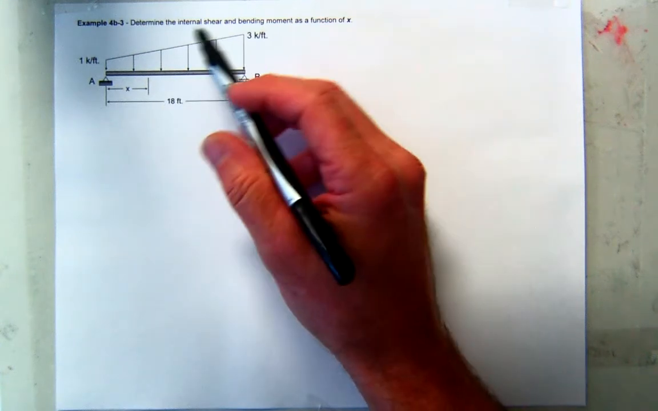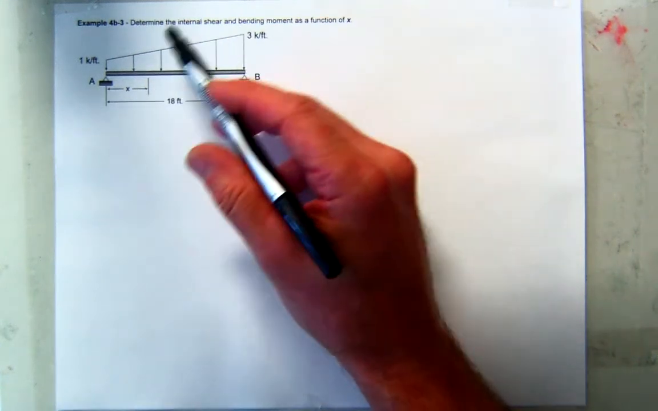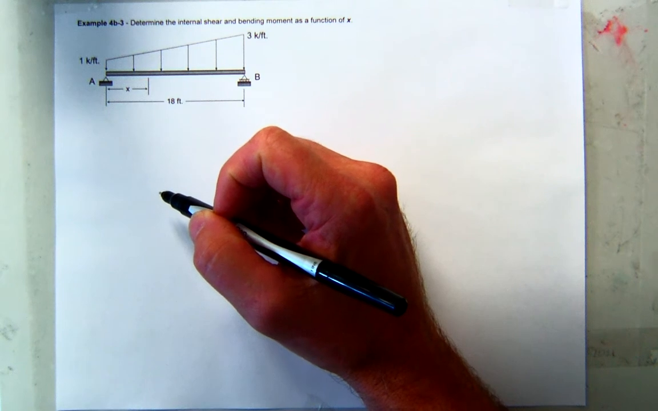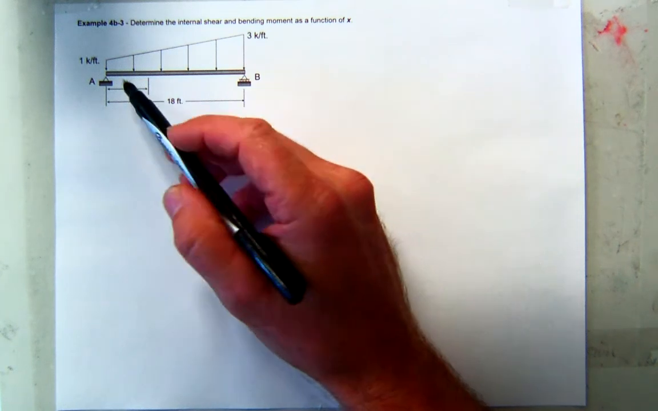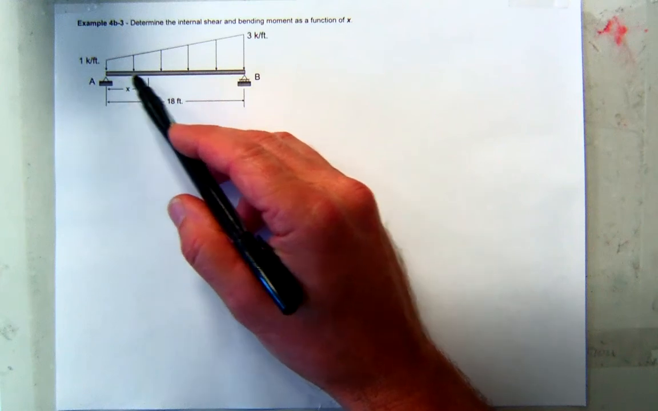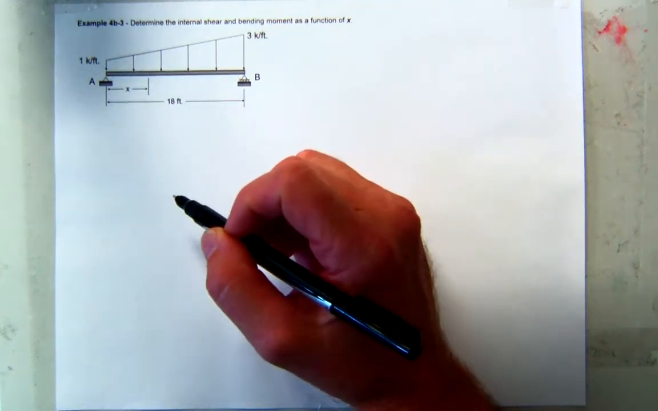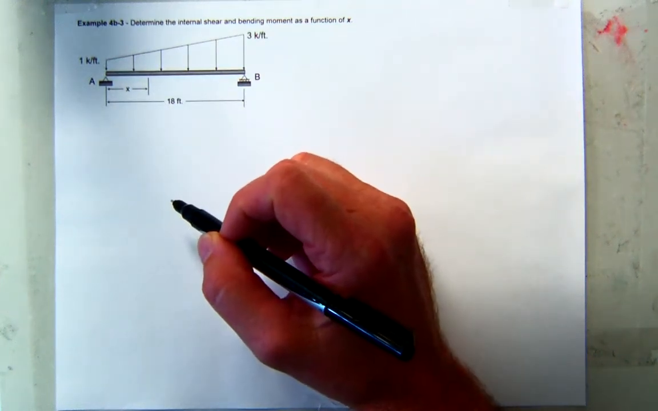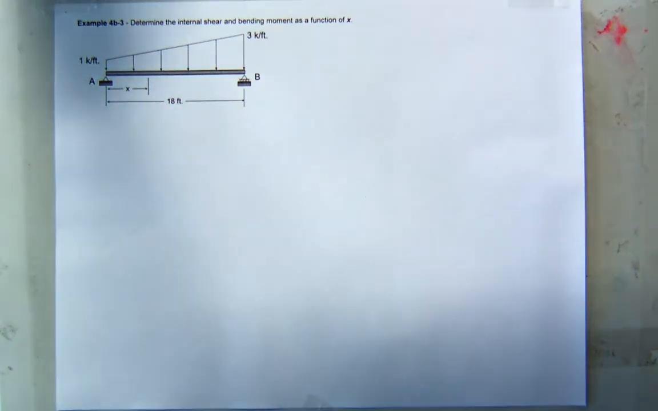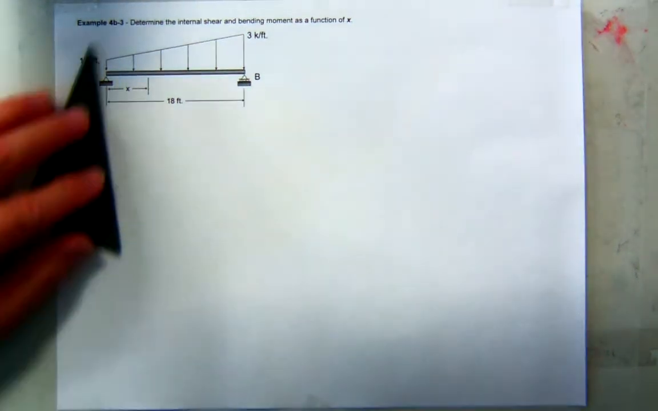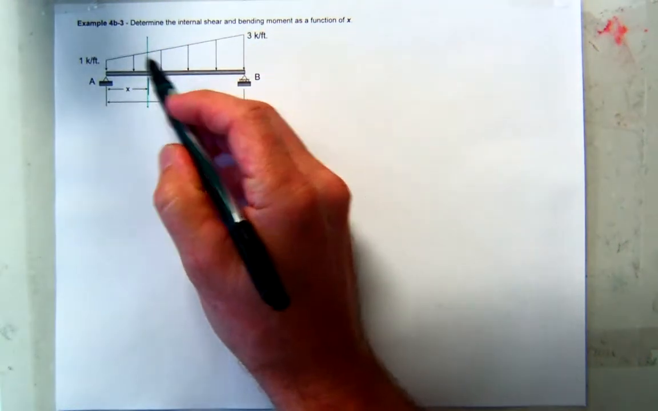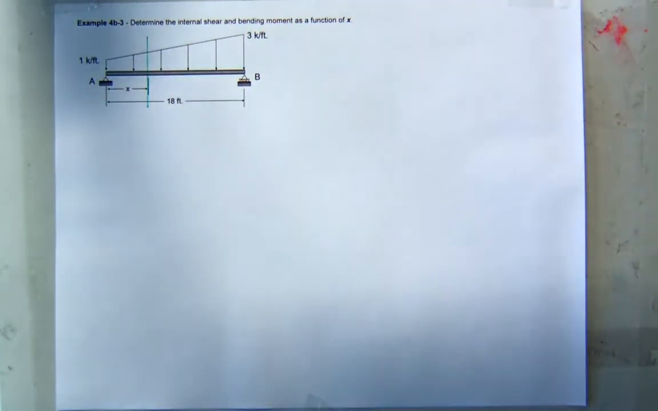How many sets of equations do I need for this problem? 1, 2, 3, 4. Can you write an expression for the loading that's continuous across the structure? Yes. So you only need one set of equations. So at some distance x, I will cut it right here. And now you have to decide whether you want to work the left side or the right side.